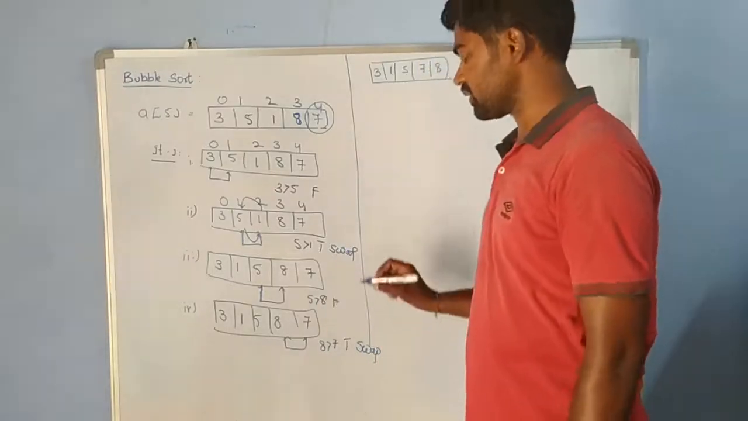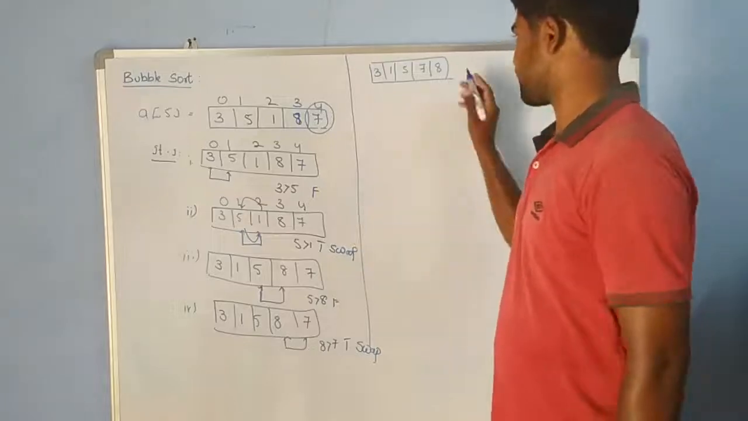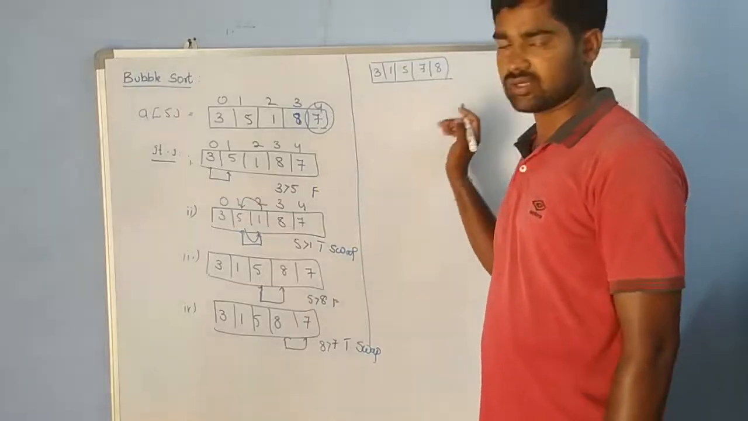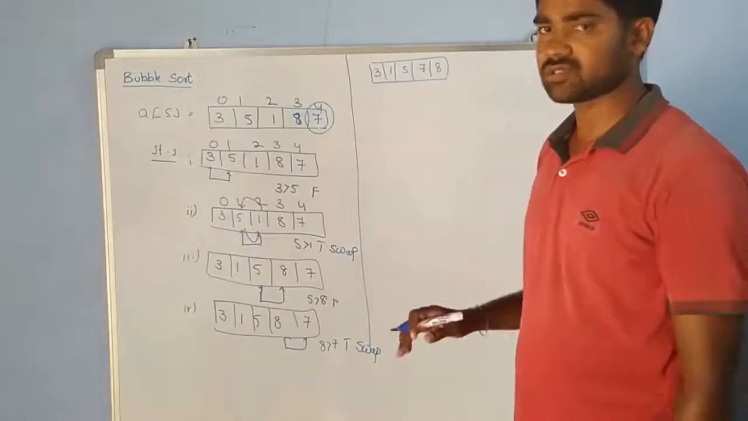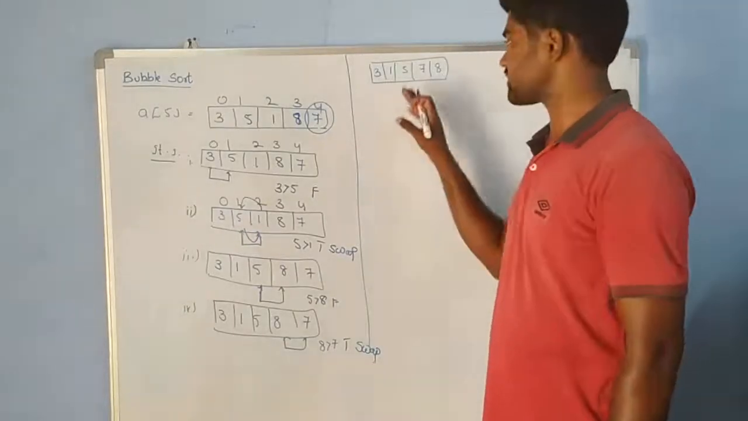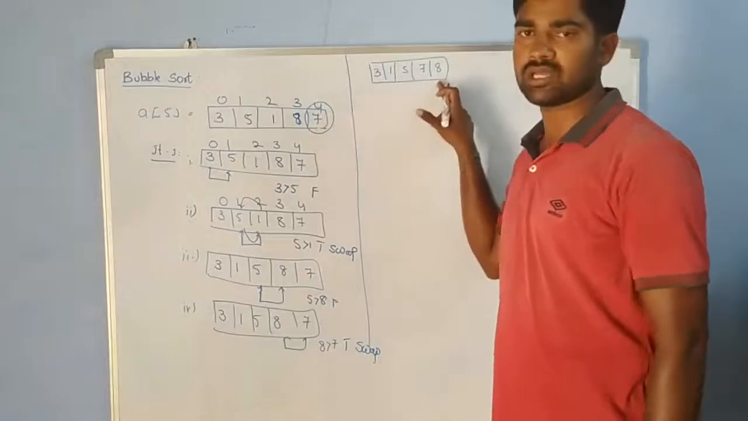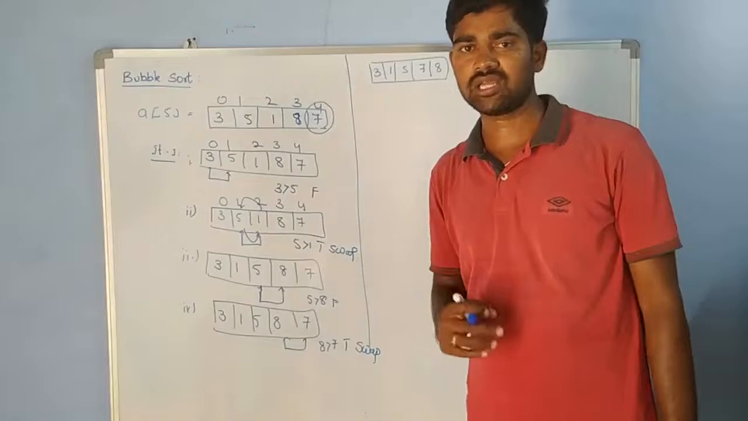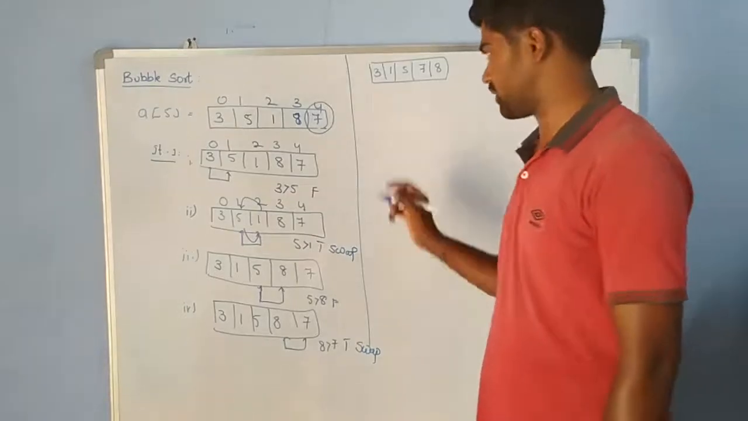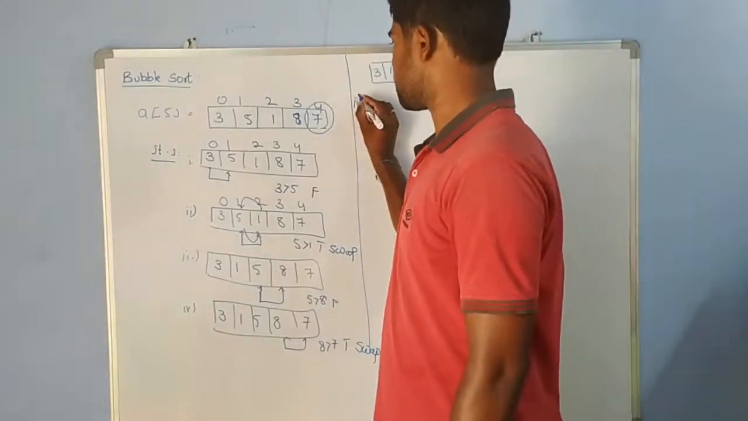Now what will happen here? We need to check whether we have any element after the 8. No. So by this we stop iteration number 1. You can observe that the highest number in the list has come to the last position. Means in iteration number 1 we sort the last position of the array. Now take iteration number 2.